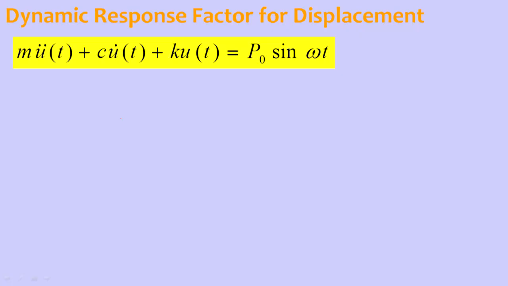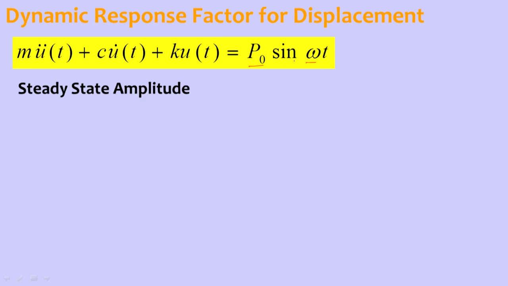Now, if we look at the equation of motion, it consists of three terms: the inertia term, the damping term and the stiffness term. All these added together are equal to the external force, which is dynamic in nature. P0 is the amplitude of the force and omega is the forcing frequency.